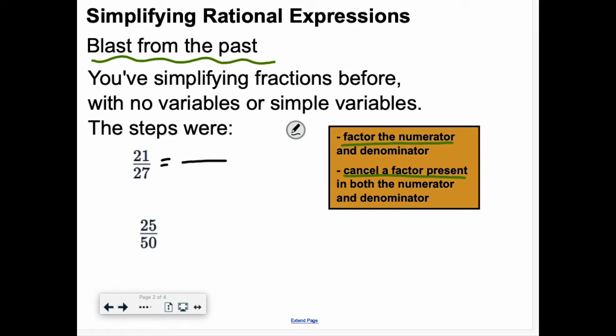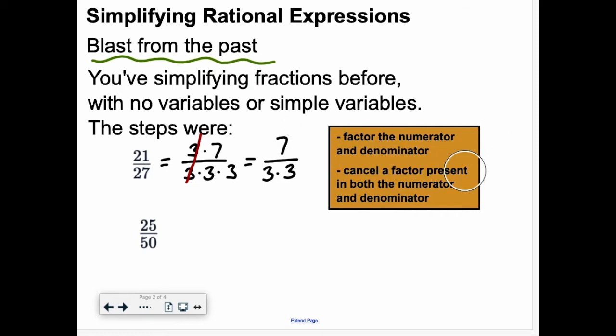21 is just equal to 3 times 7. 27 is equal to 3 times 3 times 3. I factored it as much as I could. So, done. I need to cancel factors present in both the numerator and denominator. That's just 3 and 3. So last but not least, we just combine everything back together. We say 7, and for our purposes today, I'm just going to leave it as 3 times 3, because that's what we're going to do with the polynomials.